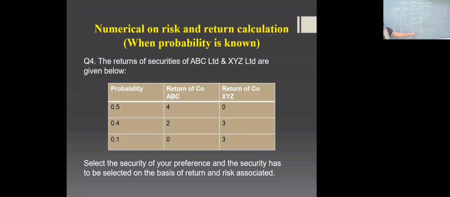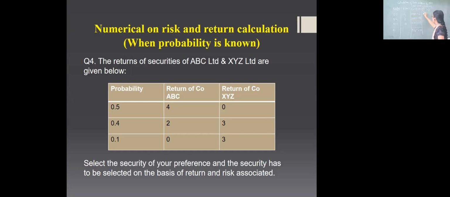Now we have to find out the standard deviation or risk. In the earlier problem we did RI minus RI bar. So here we will do RI minus ER. So the next column, in order to find risk, is RI minus ER.